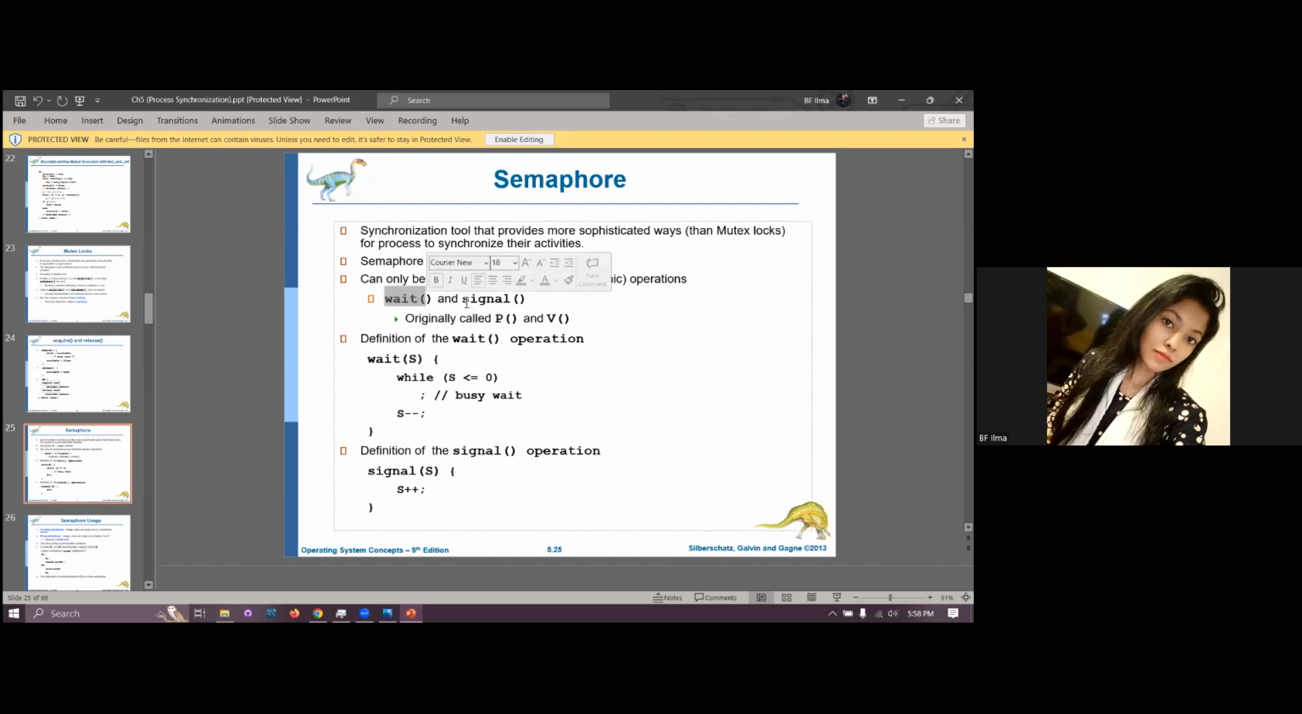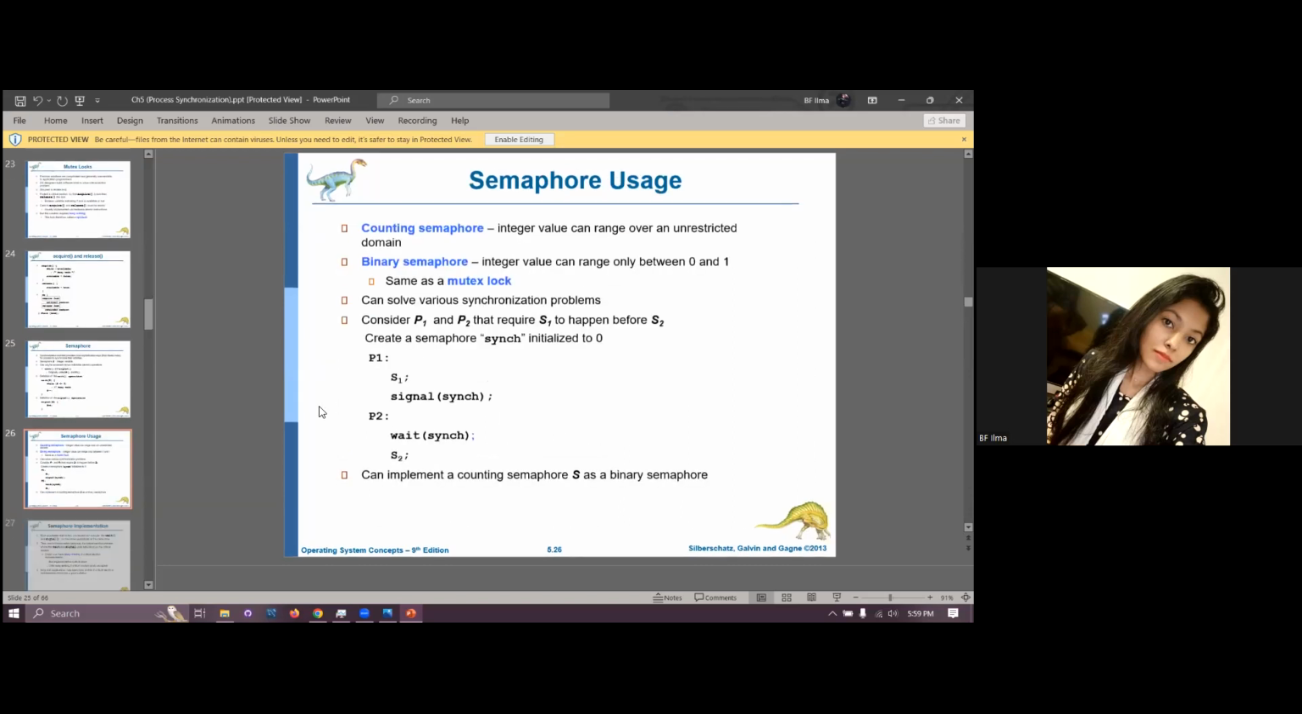So this wait and signal, or otherwise called P and V, are the operations that we use to access the semaphores. They are basically variables. So wait is used to decrease the integer value, whereas signal is used to increase the value. So this while loop is there because we are trying to keep it within the positive range. So we are not going to go to the negative side.